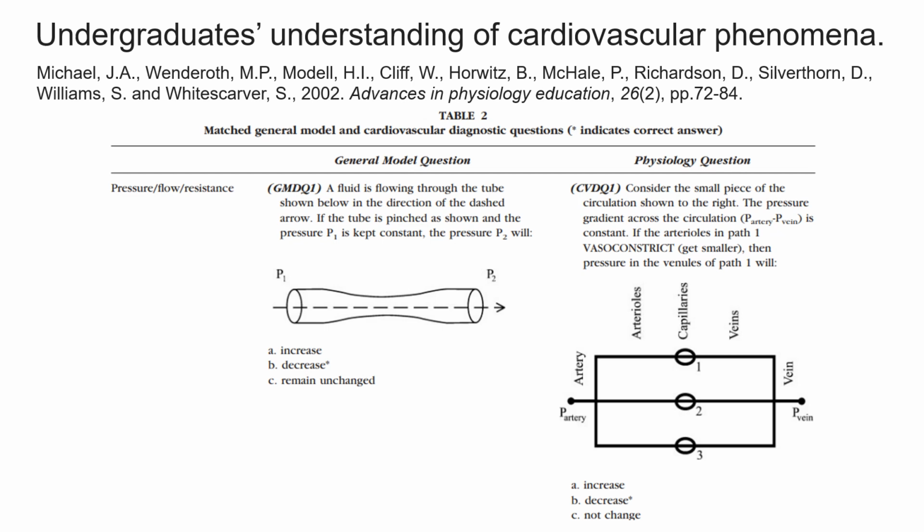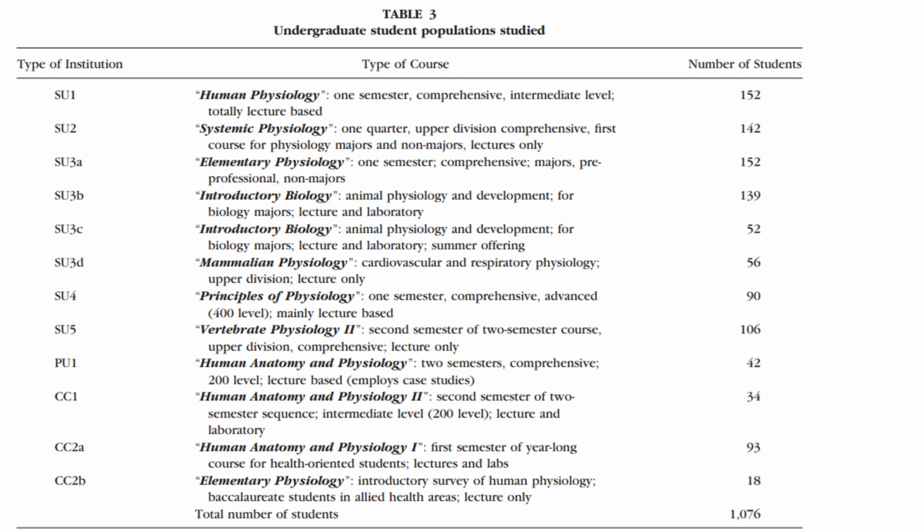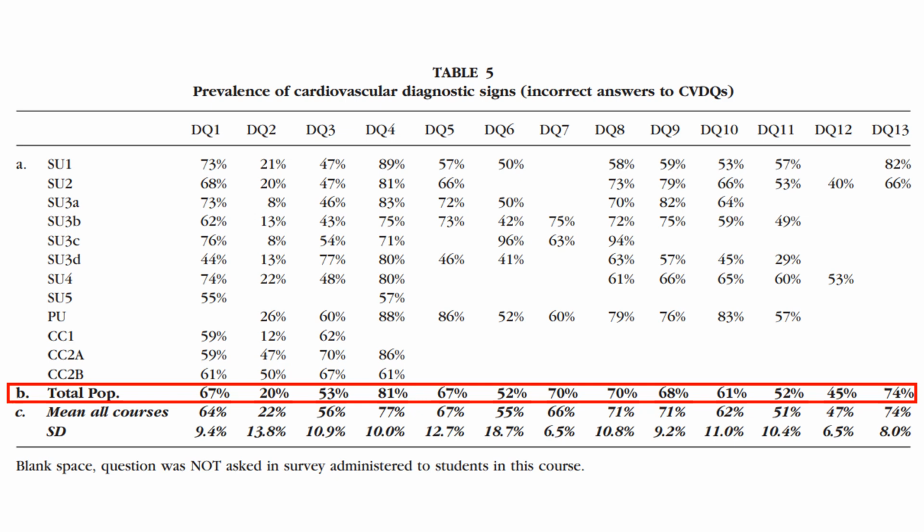Here we see in 2002, researchers bring a set of diagnostic questions regarding cardiovascular phenomena to a diversity of class types, 200, 300, and 400 level physiology courses, at a diversity of institution types, with a variety of class sizes, and found that the majority of students get the majority of questions wrong across all institutions. So there are clear barriers to learning here.